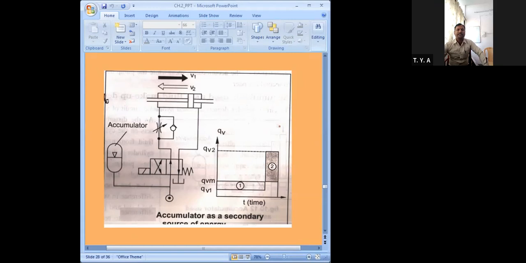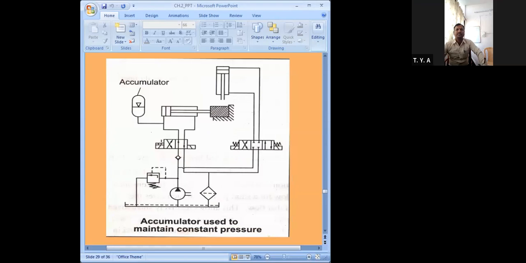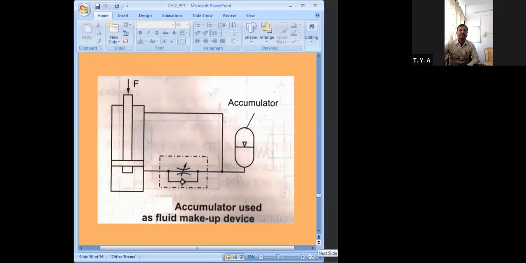Whenever pressurized energy means that hydraulic energy. This is one circuit where accumulator is used. You can see. Then I will show another one here also. This is another hydraulic circuit, and you can see here we have the accumulator.